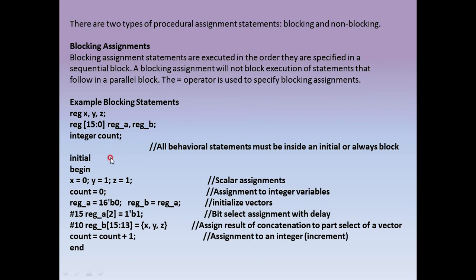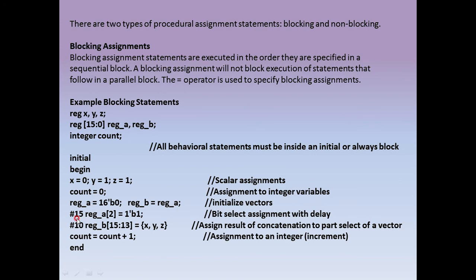In blocking assignments, all these statements are executed one after the other sequentially. So X equal to 0 will be assigned first, then Y equal to 1, Z equal to 1, count equal to 0, then register A with zeros, register B assigned with register A values. All these statements are executed at time 0, one after the other in sequence, and updated at the same time. Execution and updation occur at the same time.